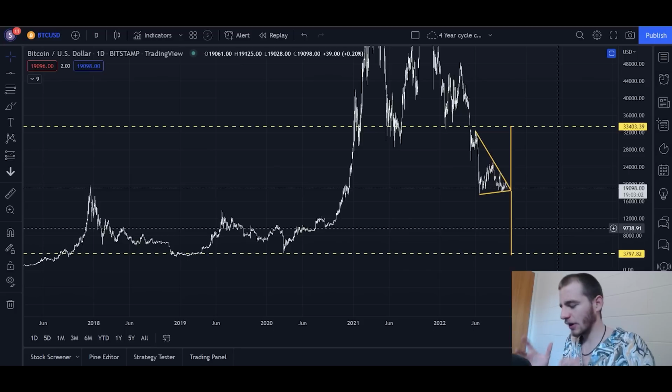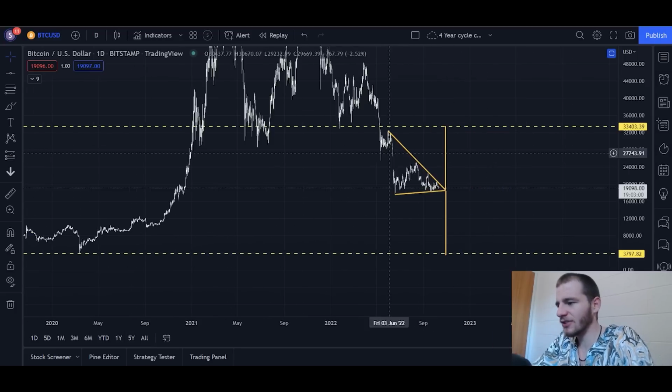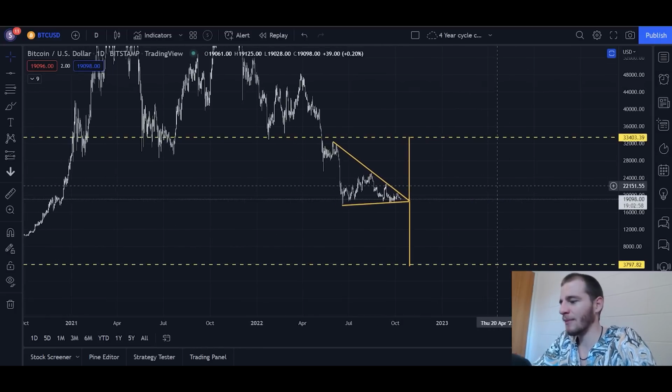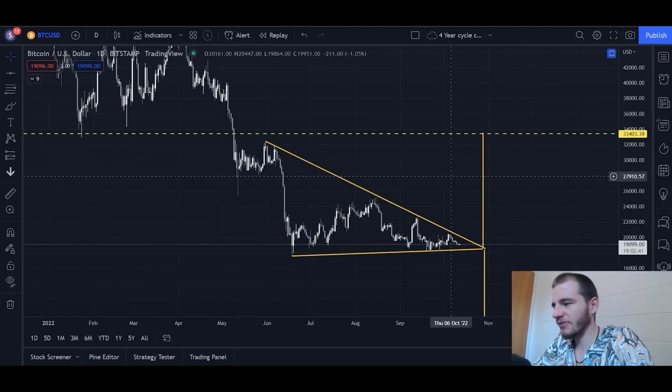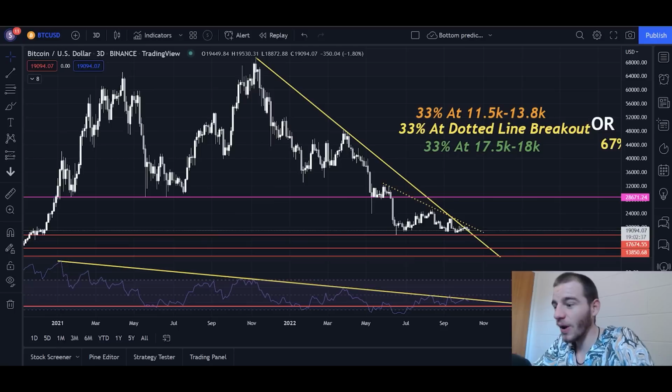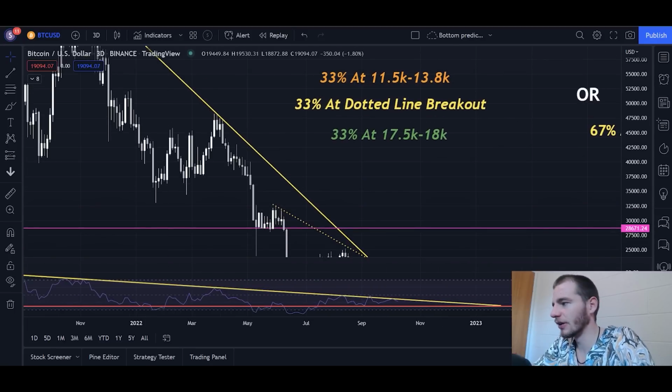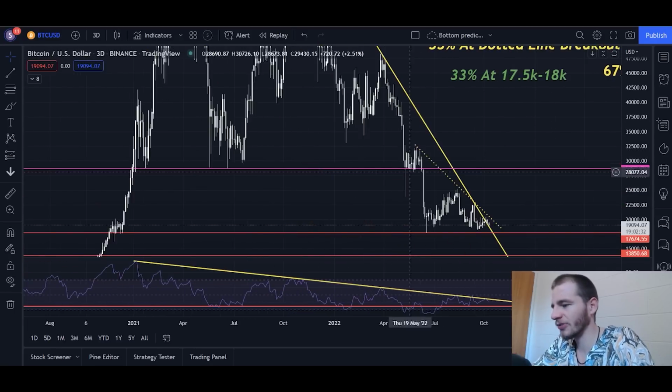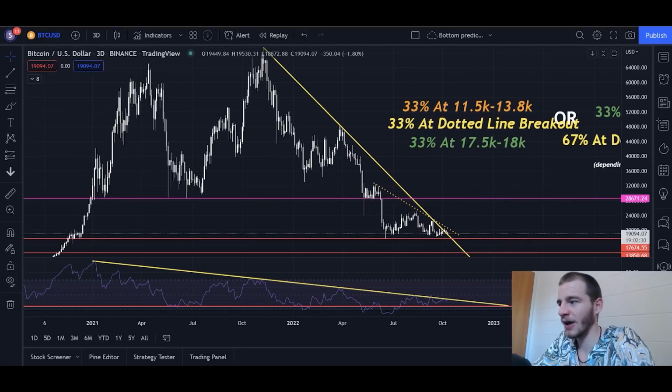Okay, so let's check out what these lines actually mean, where these targets bring us, and whether they're valid or not. What you'll see is the upside target for this triangle. If we break this triangle to the upside, which is part of my buying plan, because this dotted yellow line over here on the buying plan is actually the top side of this triangle, I think that triangle is very much valid to the upside.